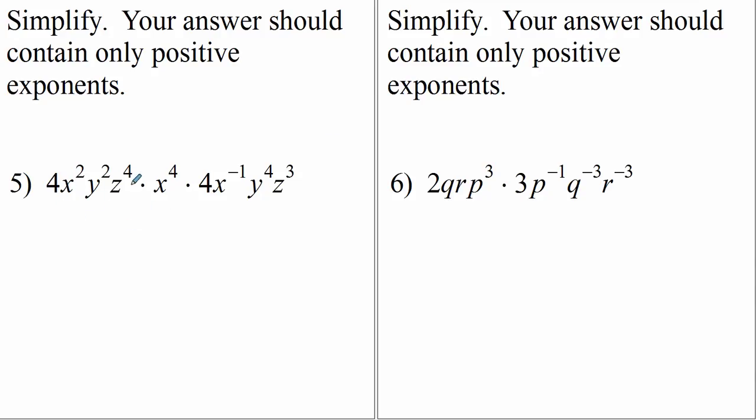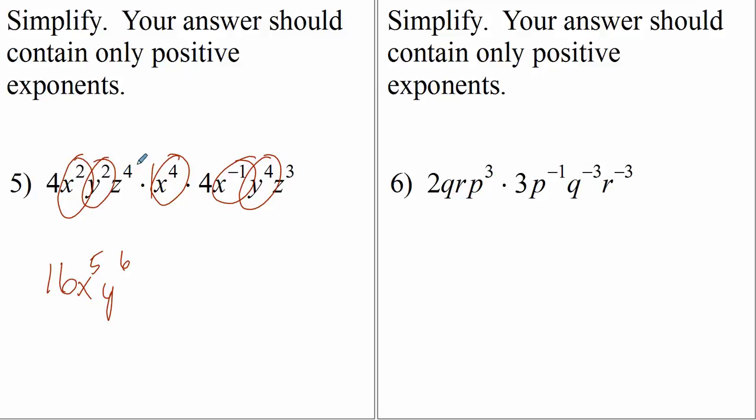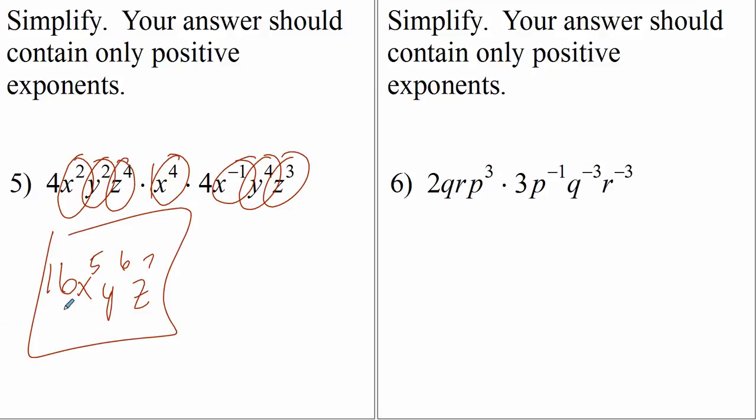This one here, I have 4 times 1 times 4 is 16. I have 2 x's, 6 x's, and then minus 1, so that's 5. I have 2 y's and 4 y's, that's 6 y's. And then I have 4 Z's, and then 3 more Z's. That makes 7 Z's. Nothing on the bottom. Boom, you're done. Number 6, 2 times 3 is 6.